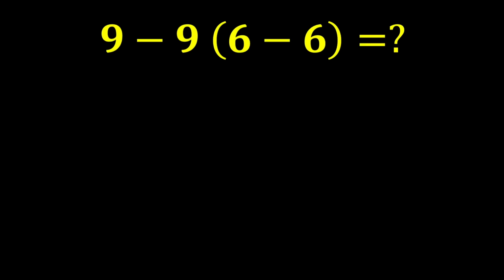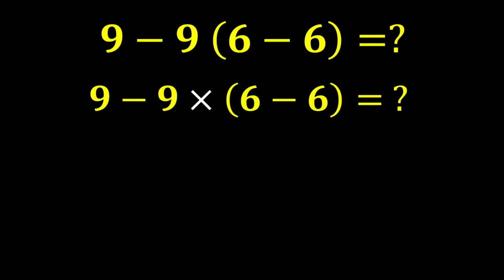9 minus 9 times (6 minus 6). In this expression, there is one subtraction, one multiplication, and one parentheses. Inside the parentheses, there is a subtraction, the multiplication is written here. In mathematics, when a number is placed next to parentheses, it means that the number is multiplied by whatever is inside the parentheses. However, for simplicity, the multiplication sign is usually not written.